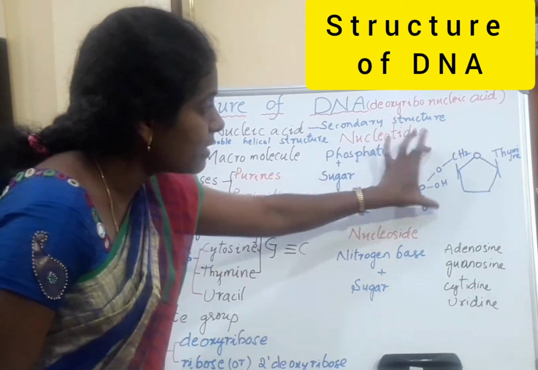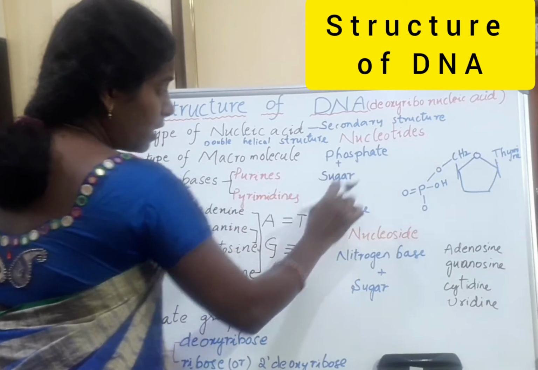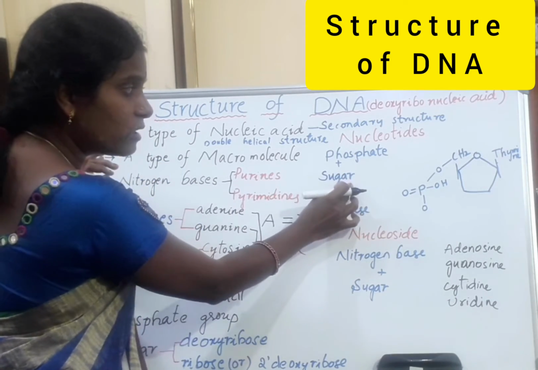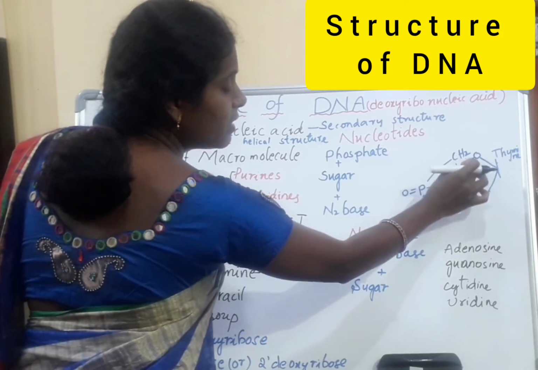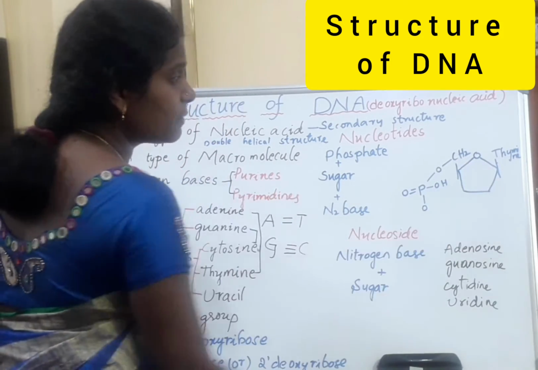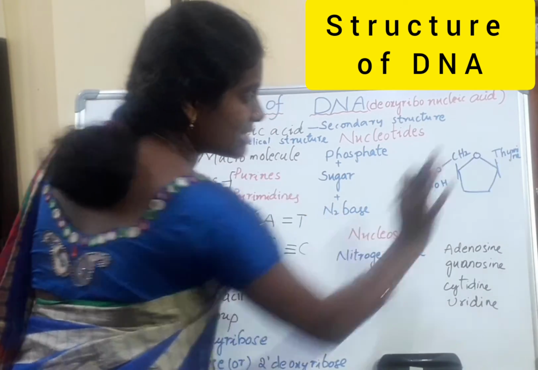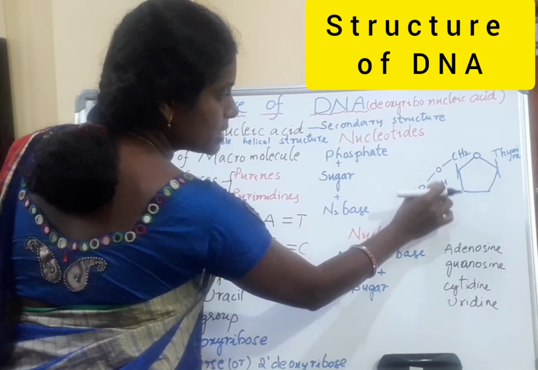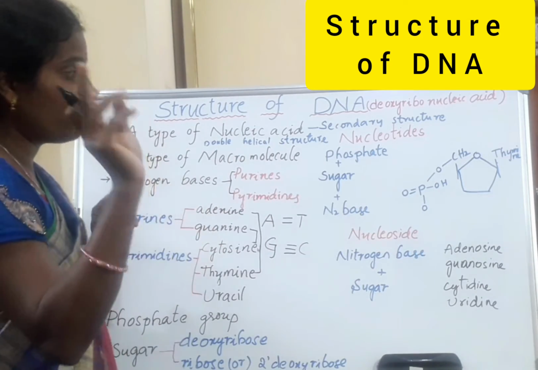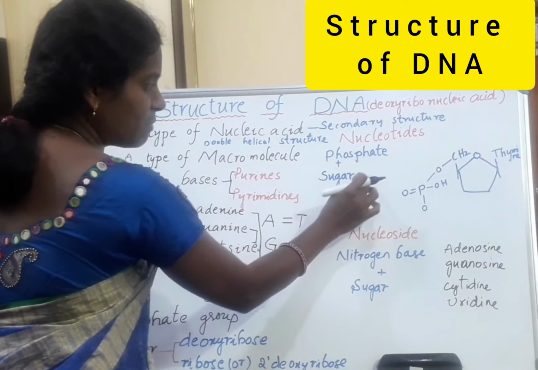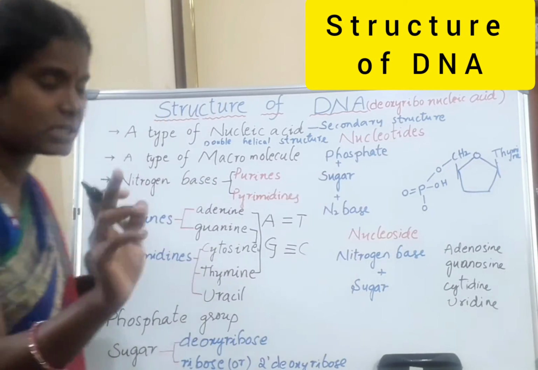So this is the nucleotide. It consists of sugar. Which sugar? As it is DNA, deoxyribose sugar. So this is the deoxyribose sugar, and then the nitrogen base, this is the nitrogen base, thymine, and phosphate. So this is the phosphate group. If it consists of phosphate plus sugar plus nitrogen base, that is called a nucleotide.